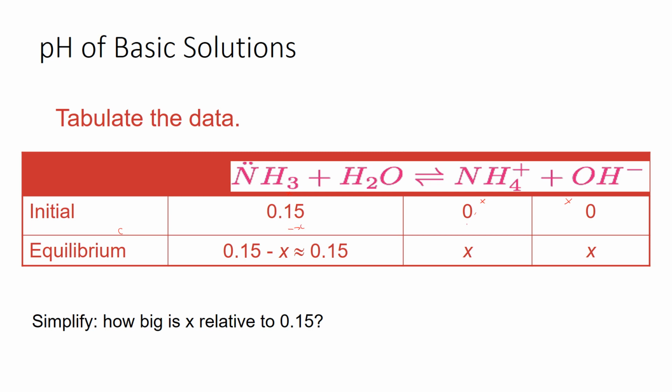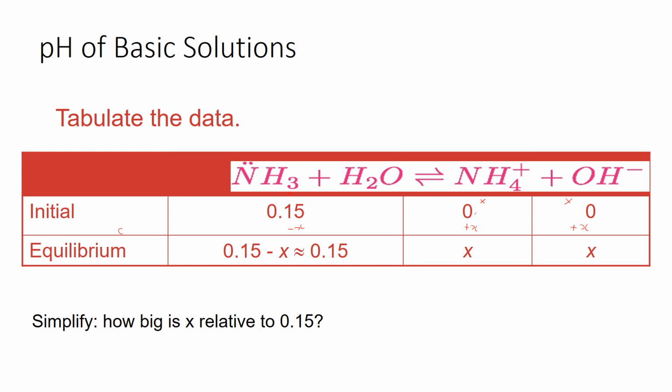The change here will be a plus X. It will increase by a factor X, and then here it will also increase by a factor X. So here we have 0.15 minus X as the equilibrium concentration, and 0 plus X is X. We are saying that because 0.15 is a low concentration, a change of X could be negligible. Okay, and that is why you can approximate it to be 0.15.